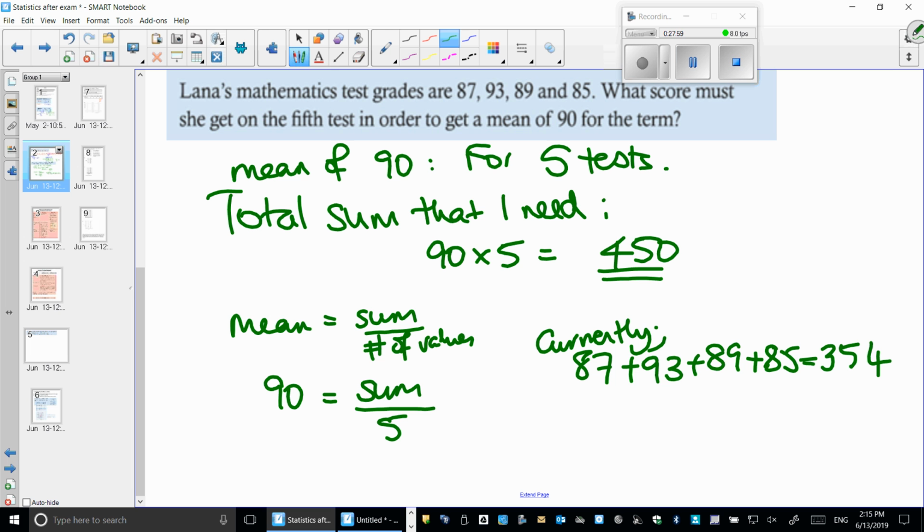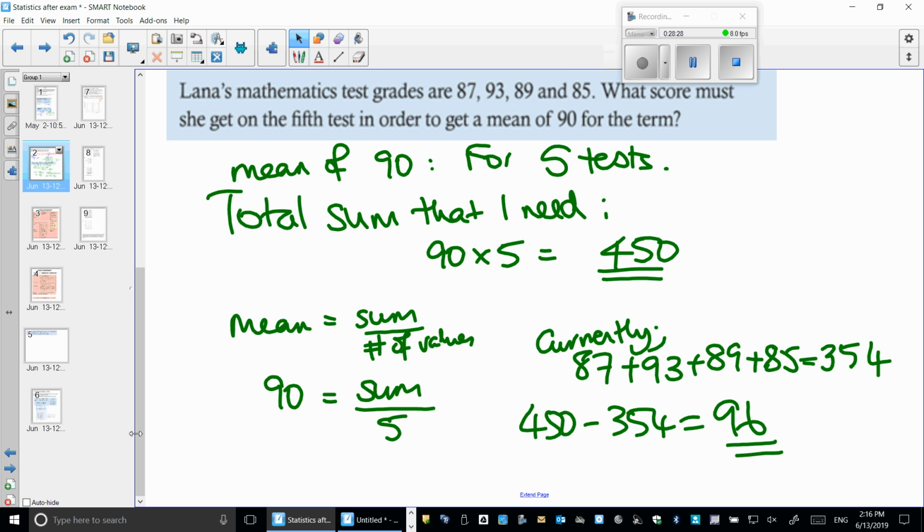So, if I want a mean of 90, my total has to be 450. So I'm going to do 450 subtract 354. So she has to get 96 in her next test in order to bring her mean score to 90. Would you put 96%? No, because we don't know what the tests are out of. It's just 96. As I said, it doesn't matter what they are. It says mean equals sum over number of values.